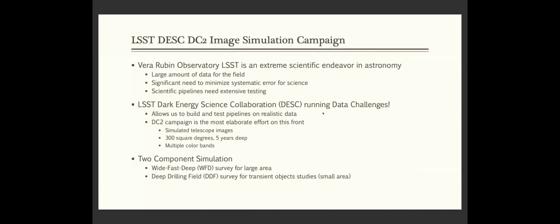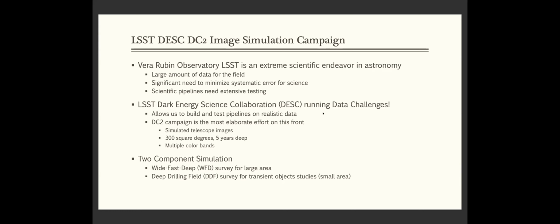So, quick version of this: LSST DESC is the Vera Rubin Observatory Legacy Survey of Space and Time Dark Energy Science Collaboration. It's a very long acronym. And we did the Data Challenge 2 image simulation campaign. Essentially, this observatory is taking the largest amount of data that the field of cosmology will ever have by photographing the entire night sky once every 3 nights. And we need to build scientific pipelines to test on data that's comparable to that, because honestly, we need to get systematic errors lower than we ever have before.